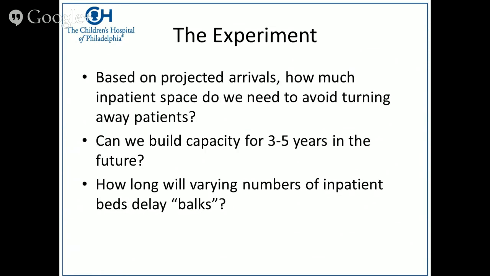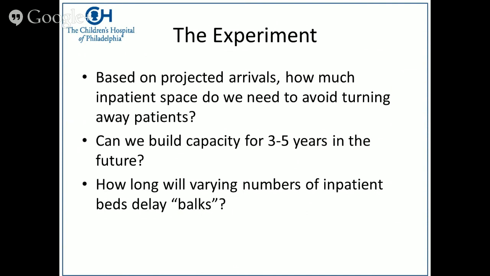So, to experiment with this then, we want to know, based on the projected arrivals, how much inpatient space do we need to avoid turning away patients? Can we build capacity for 3 to 5 years in the future? And how long will varying numbers of inpatient beds delay balks? So balking is a queuing theory term in this case. And what we define a balk to occur is when we have a 13th patient present for care in the special delivery unit.